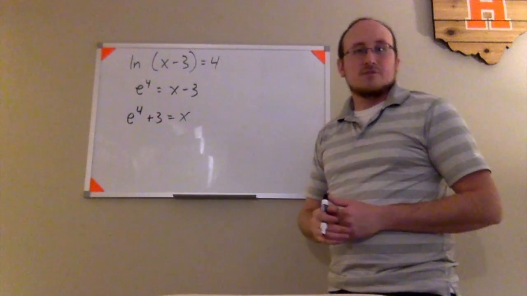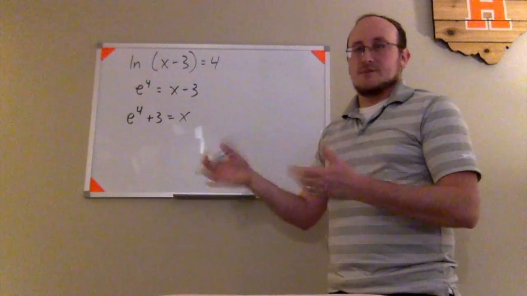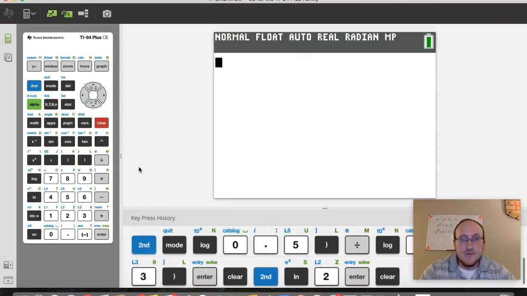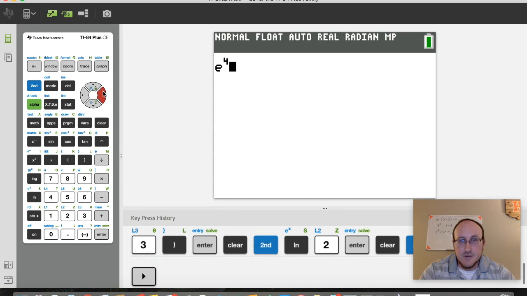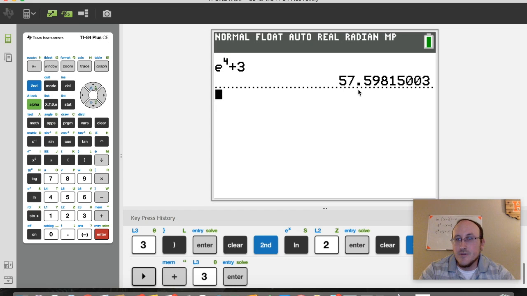If the directions ask you to round to a certain number of decimal places, then you'll go to your calculator to evaluate e to the 4th power plus 3. So let's do that now. Going to the calculator, I will go second and then my natural log key to get e to the 4th power. Make sure I get my cursor out of the exponent if you have one of these new fancy calculators. And then finally plus 3 equals, I'm seeing 57.5981, so rounded to the nearest thousandth would be 57.598.